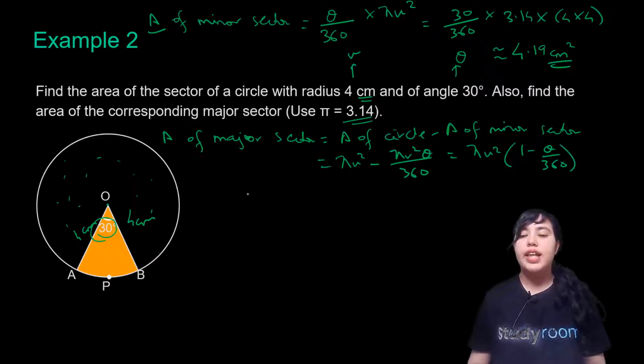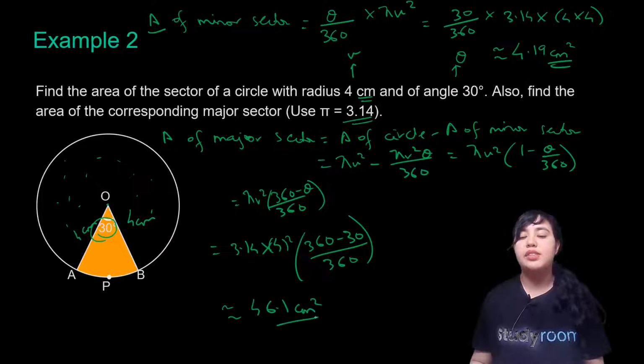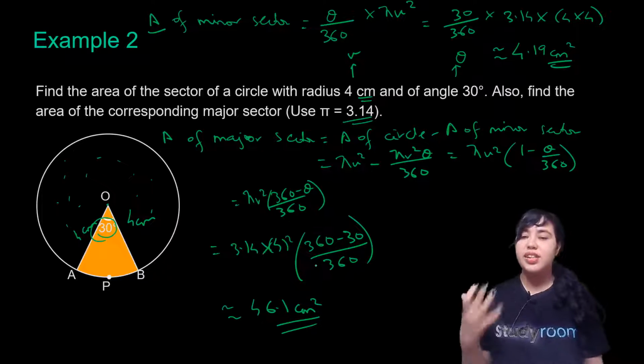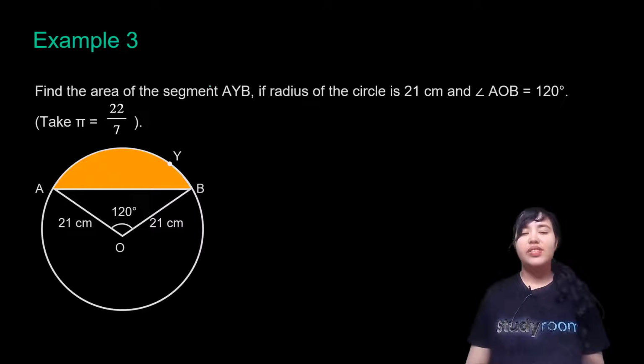So if you take the LCM and everything, it will be pi r square into (360 minus theta) upon 360. Now here pi is 3.14, r square will be 4 square. Inside you'll have 360 minus theta, that is 30 degrees, upon 360. So when you solve for this, your area of major sector will become roughly equal to 46.1 centimeters square. So this is your area of minor sector and this is your area of major sector. It was a very direct question. So now this question is a bit lengthy, but it's not difficult, don't worry.